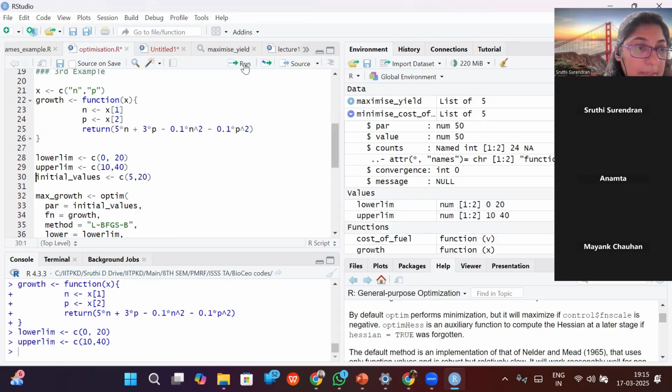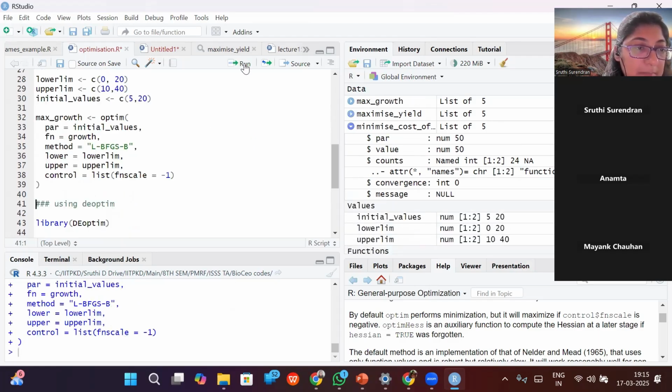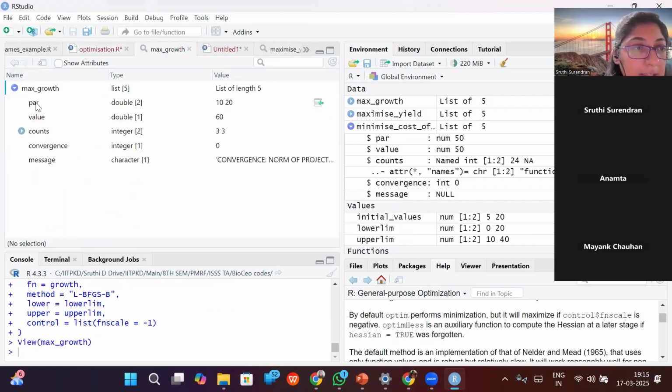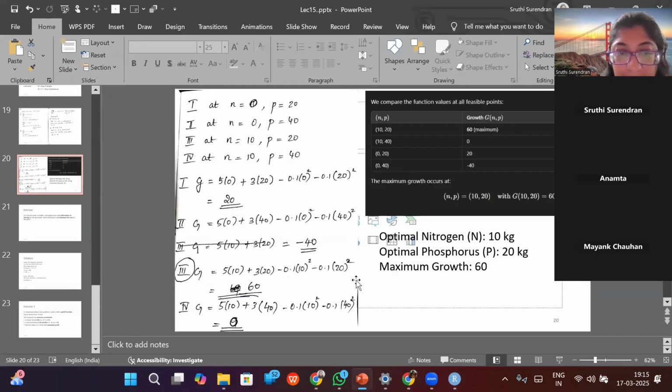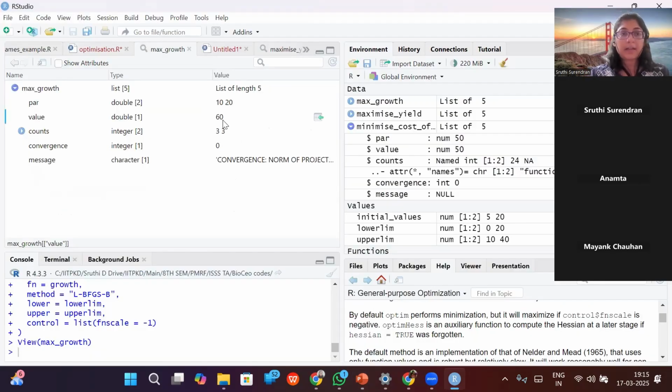Lower limit, upper limit, initial values, the maximum growth. And if you see, the parameter values are 10 and 20. If you compare it to the problem that we solved right now, we found that nitrogen and phosphorus at 10 and 20 gives the optimum value of 60. So whatever we did manually, we verified that even the optimizer code is doing the same thing. So this is how we do an optimization in R.